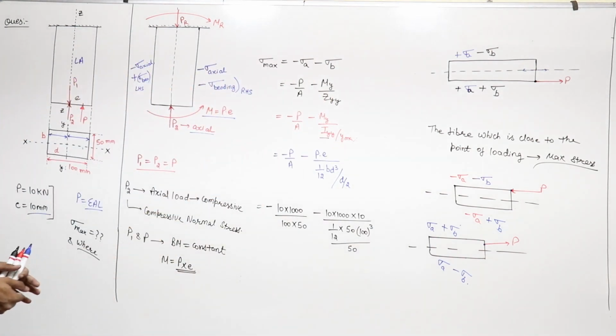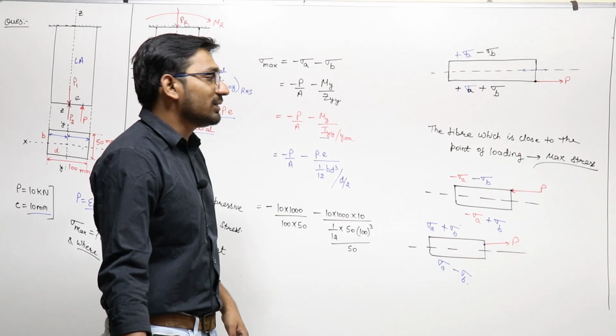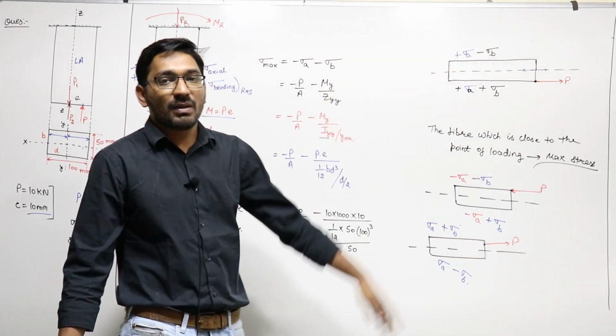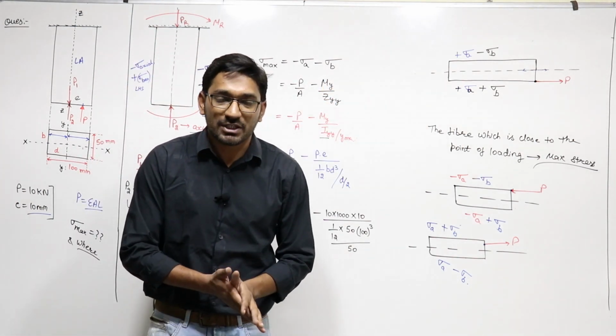This is the way you can solve the question very easily in your GATE exam if it comes. In case of engineering services or any conventional exam, you have to go for the complete detailed discussion of how you take minus sigma a and plus sigma b. Then you have to explain it like this.